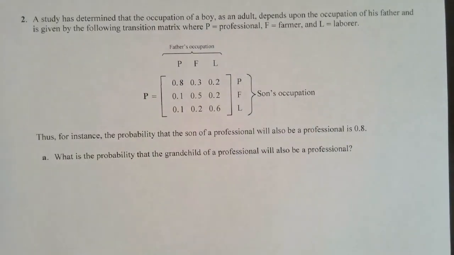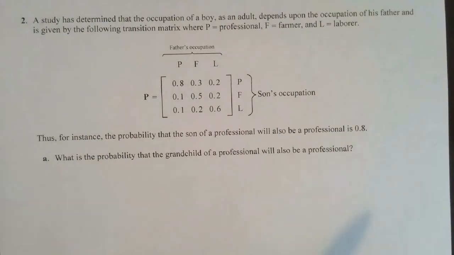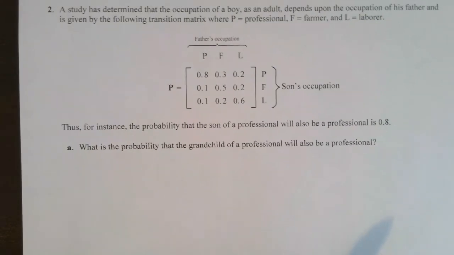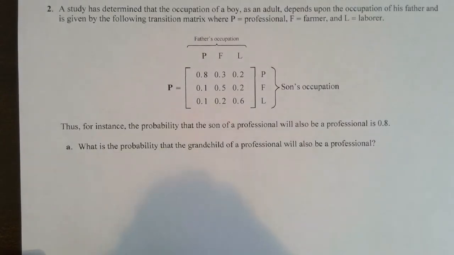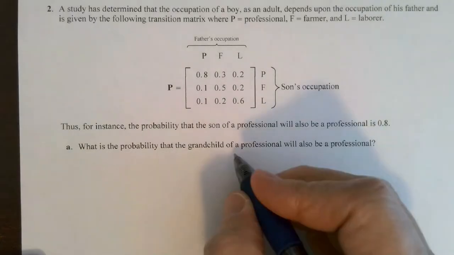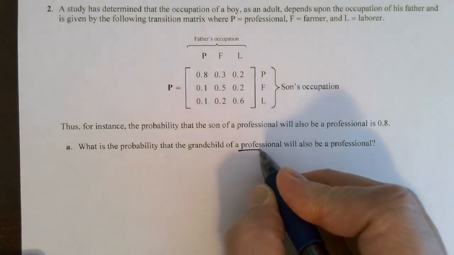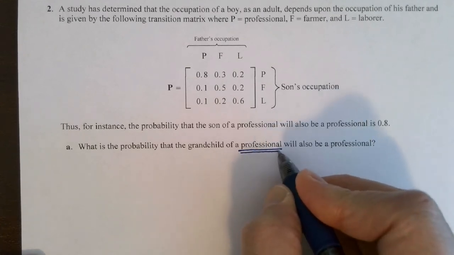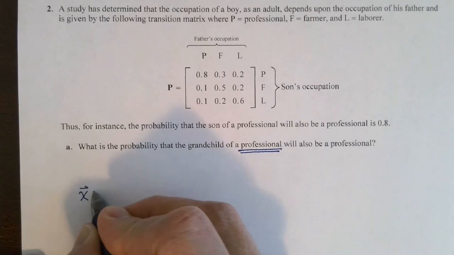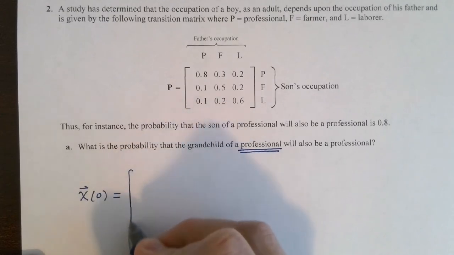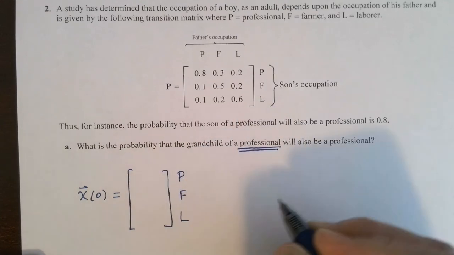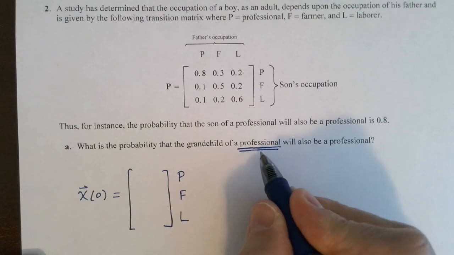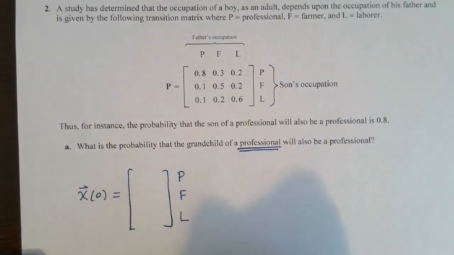All right. So with this, assuming this continues through generations, what is the probability that the grandchild of a professional will also be a professional? So what are we starting with? Grandchild of a professional. So what is our initial state vector? What are the three possibilities? Professional, farmer, laborer. So if we are starting with a professional, what's our initial state vector have to be?